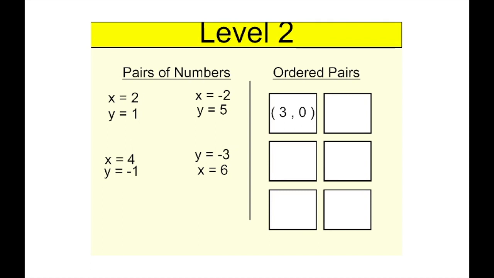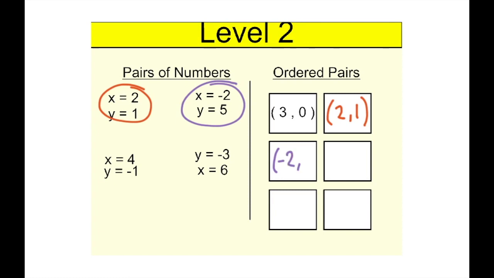So let's write some ordered pairs. I'm going to take this first one right here, and I'm going to write it here. So first comes x. So I'm going to put my parenthesis, then I'm going to put a 2, then a comma, 1, and then a parenthesis. My second ordered pair right here is going to be parenthesis, negative 2, comma, 5, parenthesis. My next ordered pair here is going to be (4, negative 1).